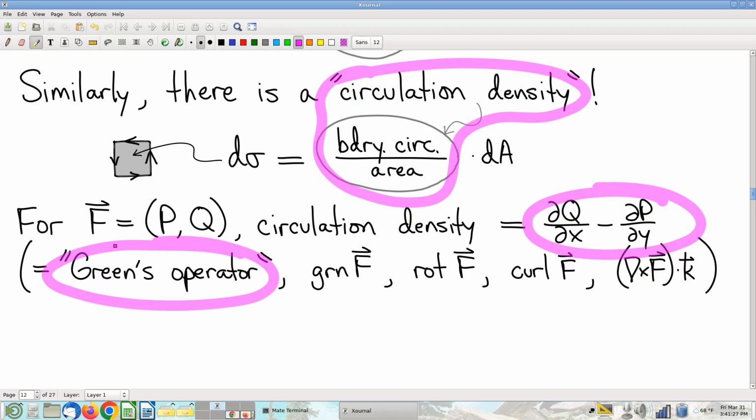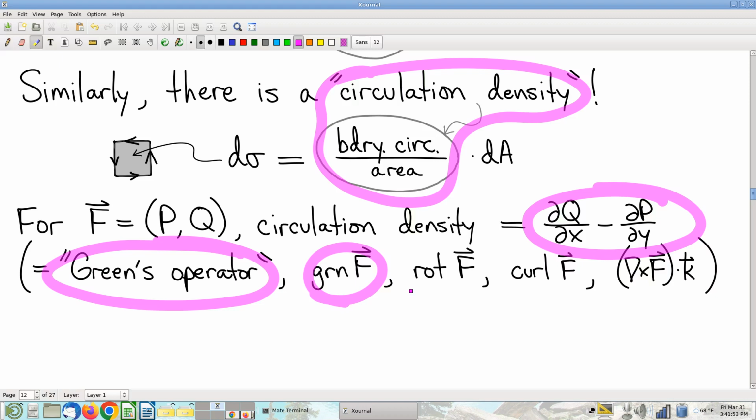Notations. I think it's pretty natural to motivate this little abbreviation GRN as an abbreviation for green. I think that makes sense. I like to use this notation. It's just a notation, not important. But anyway, when you see me write GRN, I mean Green's operator, aka these other things that I have circled in purple.